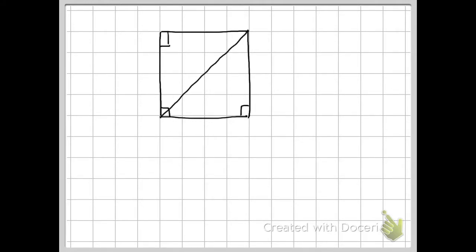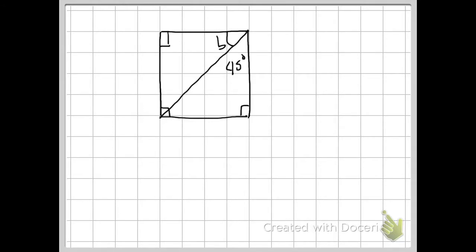Let's look at another one. So we've got a square. And in that square, again, we have four right angles. One of those angles is divided. We know that this side is 45 degrees, and we want to know the measure of angle B.